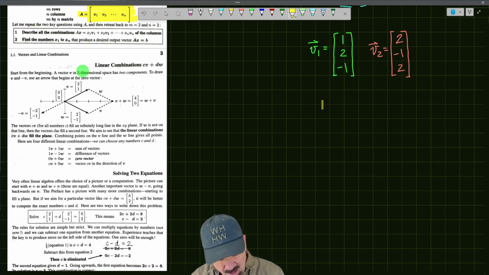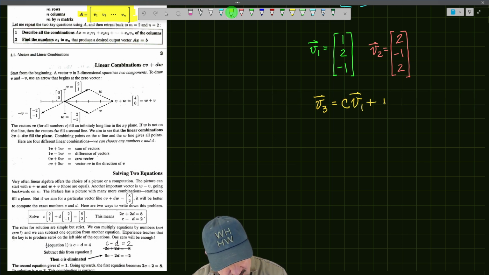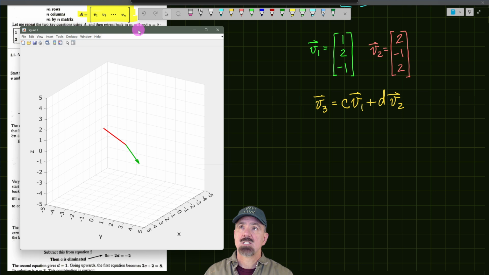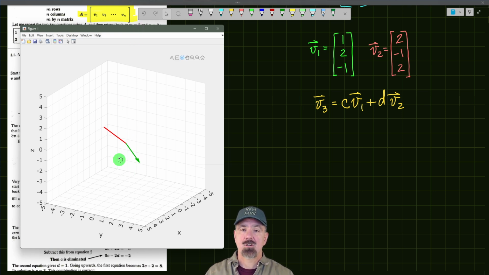He provides an example. I've provided some vectors here, and what I want to do is demonstrate for you a linear combination. So the linear combination of these two vectors would be some constant multiple of v1 added to some other constant multiple of v2. And I'm going to provide you with a video demonstration of what this looks like. So our tool for this course is MATLAB, and I have put the vectors that we're talking about right here inside of MATLAB.